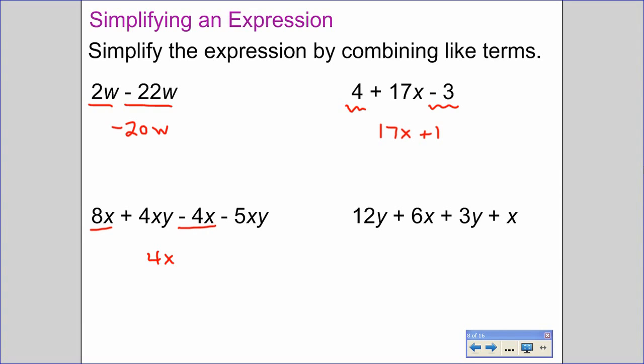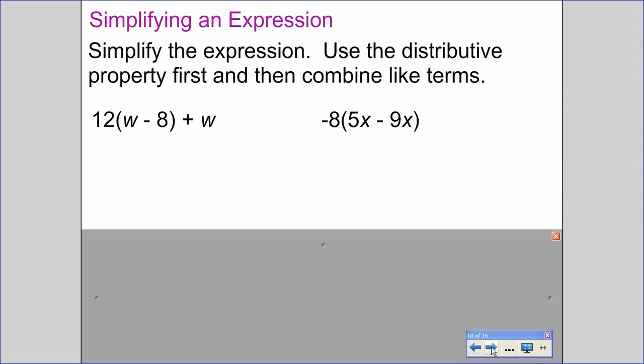Here I have 4x minus xy. You could also say 4x minus 1xy. You can have the 1 or you can choose to leave it out. It doesn't matter. Here I've got 15y and 7x. It doesn't really matter which order we add them in. Typically we go in alphabetical order with our variables, so 7x plus 15y. Again, notice how I use different colors or different little squiggles to identify my like terms.